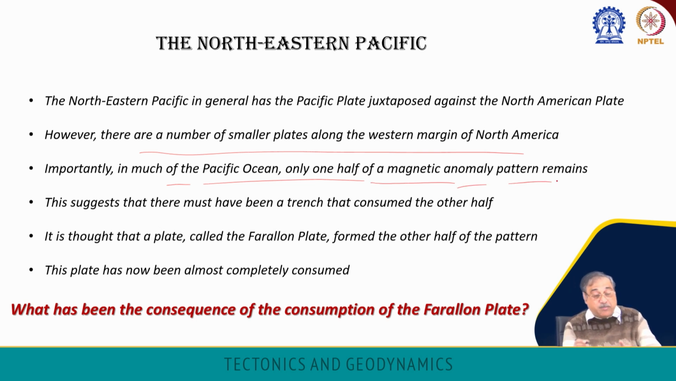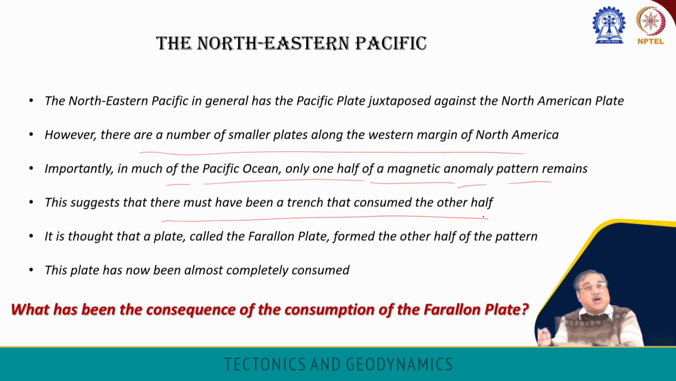And that is important because it suggests that there must have been a trench that consumed the other half. We know that magnetic anomalies are produced at mid-oceanic ridges. So if you have only half of a magnetic anomaly pattern, it means that the other half must have been consumed. So what this indicates is that much of the Pacific Plate must actually have been consumed. The other half must have been consumed somewhere.